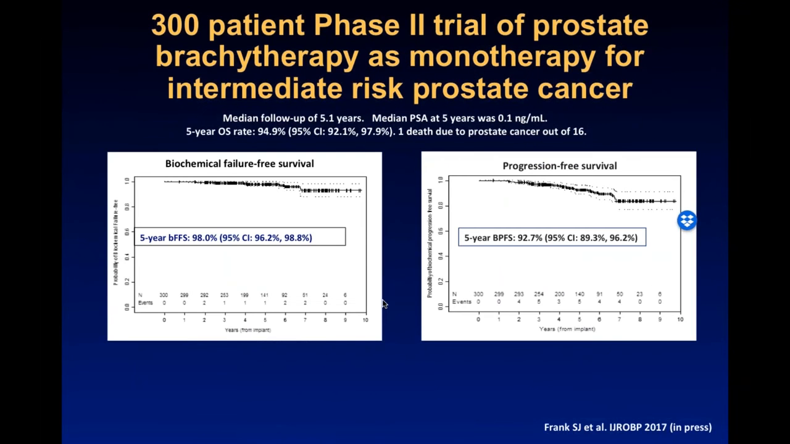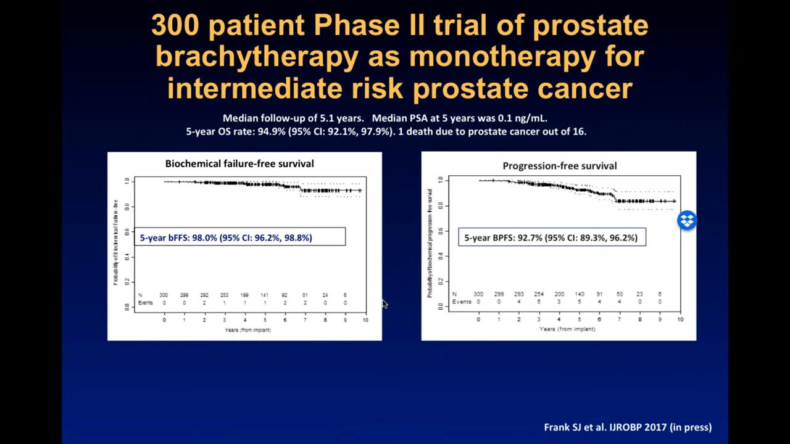I also started a trial here at MD Anderson, and it's now in press in the Red Journal, on a 300 patient phase 2 trial of monotherapy for intermediate risk localized disease. And the monotherapy was iodine for 100 patients, palladium for 100 patients, and cesium for 100 patients, all monotherapy. The toxicity portion of that trial and outcomes has just been accepted in the Journal of Brachytherapy.